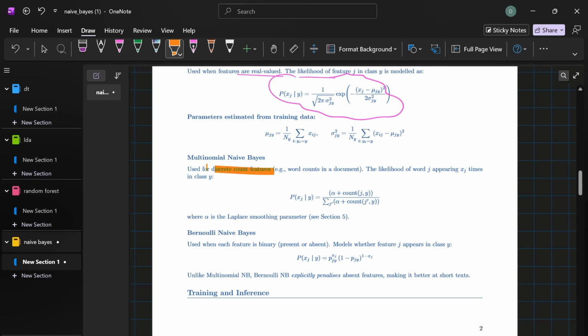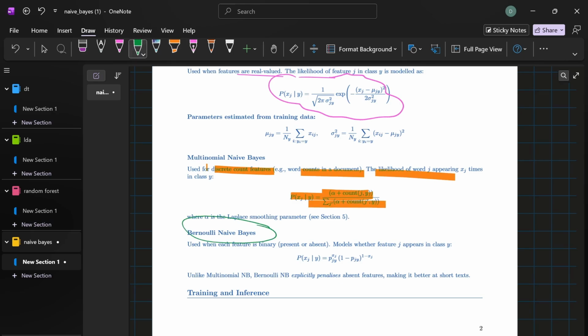For each word, you count how many times it repeats across all the documents of each class, and that gives you the likelihood. The third one is the Bernoulli naive Bayes for binary features, where each feature is just 0 or 1, the word present or absent. This is the key difference from the multinomial: Bernoulli explicitly penalizes the absent features. If a word is not in the document, that information is still used.